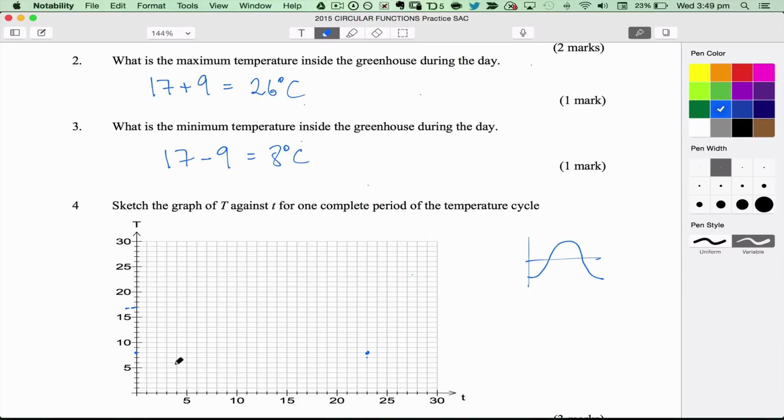And my dog definitely agrees. That's Lily. She agrees that it's going to look like this. Halfway is 12. It's going to go up to 26. Yes, she says.